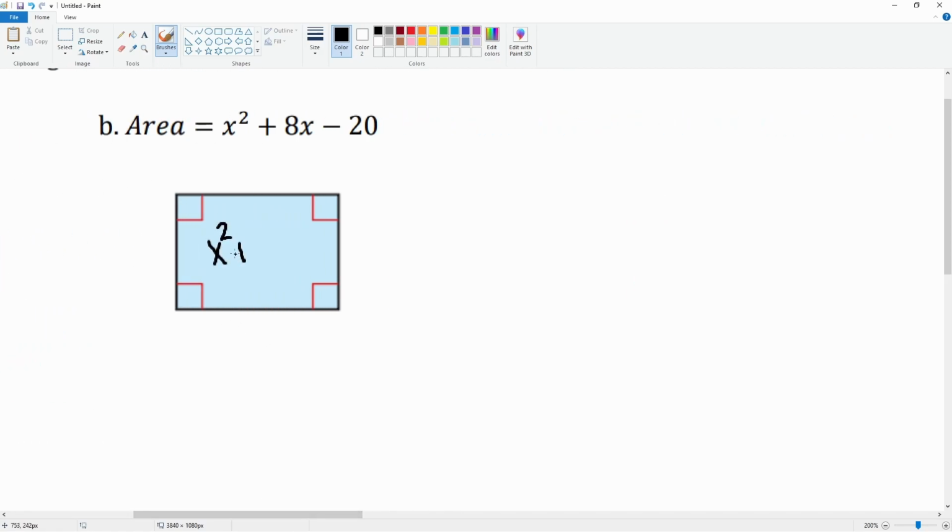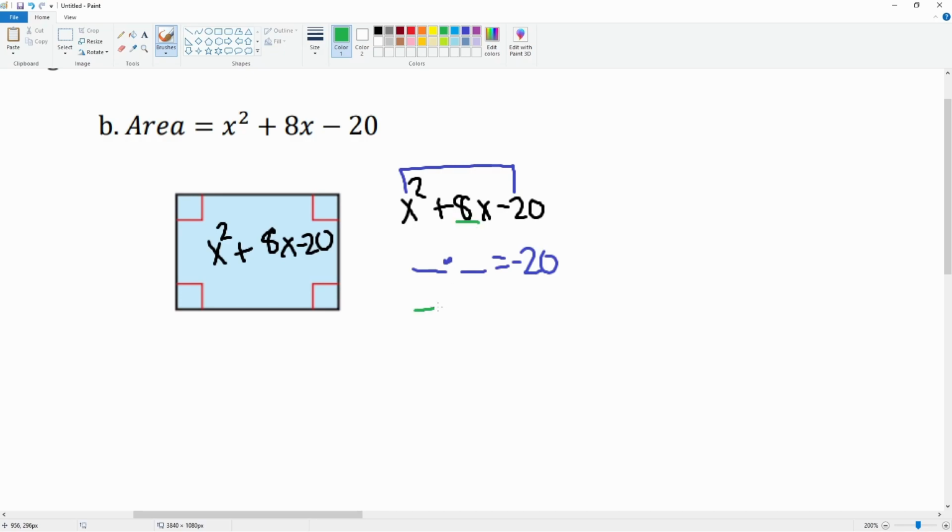Same thing here. The area is x squared plus 8x minus 20. Let's factor it. X squared plus 8x minus 20. We want to find two numbers that multiply to make negative 20 that add up to that 8. And the two numbers here are 5 and 4, right? No, 5 and 4 does not add up to 8.